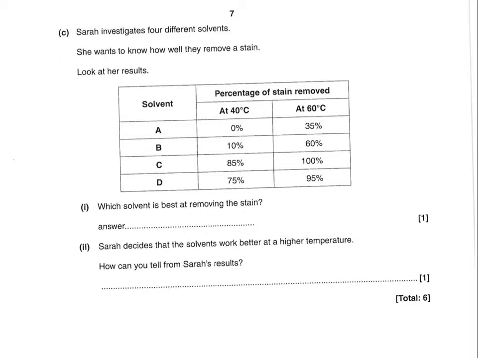So the one that's best at removing the stain will be the one that has the highest percentages at both temperatures, because it's a percentage of the stain that's been removed. So the one that is the best is C. And then Sarah decides that solvents work better at a higher temperature.